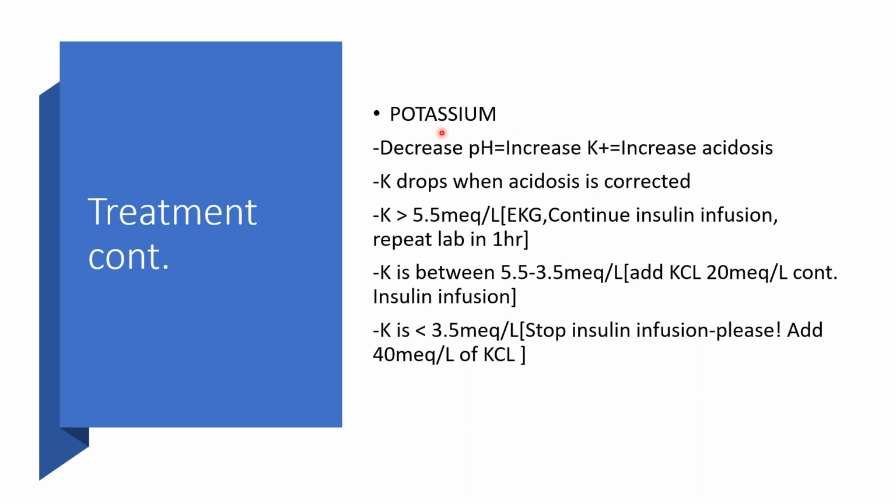Now, the potassium. There's no way to deal with diabetic ketoacidosis without thorough management of potassium. Decreased pH, that is acidosis, will increase potassium. It is fair to say that metabolic acidosis is characterized by low pH and increased potassium. Potassium withdraws when acidosis is corrected. So, you may not lay your hands on potassium per se if you are skillful at correcting the metabolic acidosis, because potassium withdraws when acidosis is corrected.